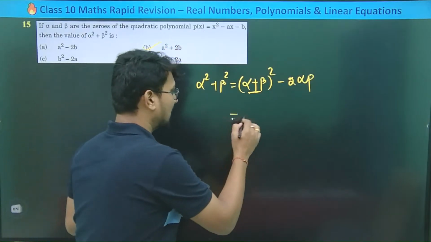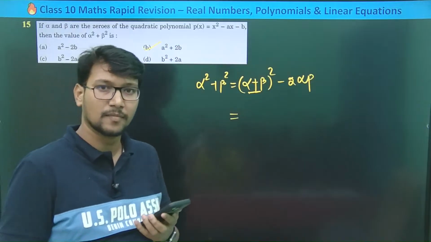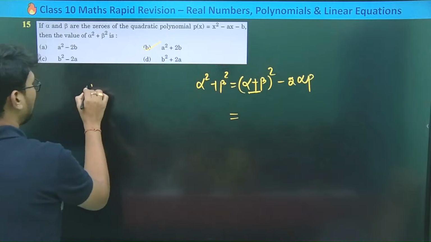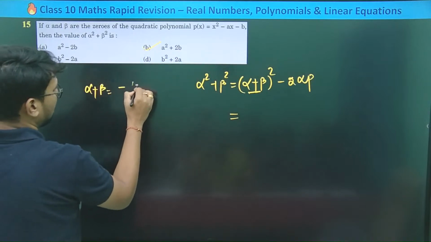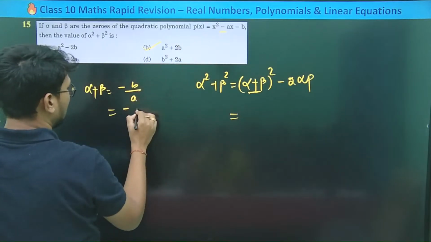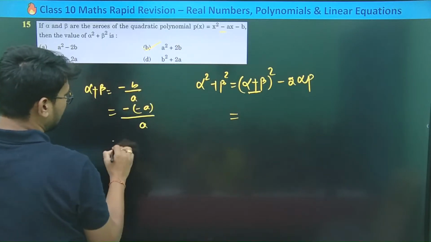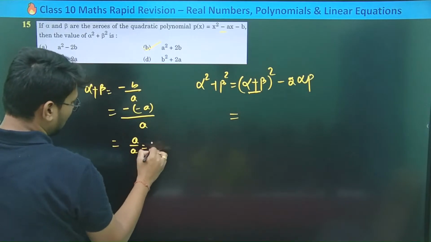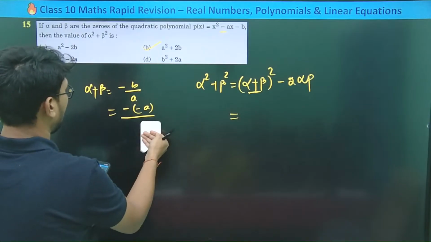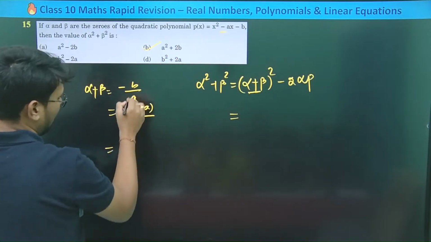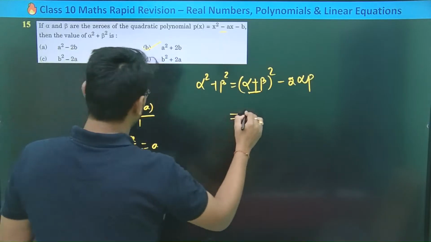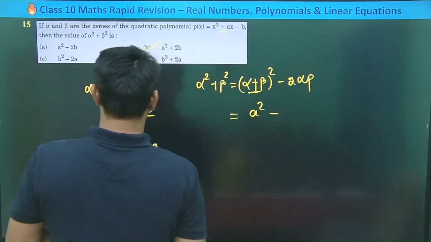Alpha plus beta, children, what is it? Alpha plus beta equals minus B by A. Minus A divided by A, that is plus A by A, which is 1. Oh, A is 1. I have written this A, right? So that is plus A by 1, that is A. So now we can write this as A square minus alpha into beta.